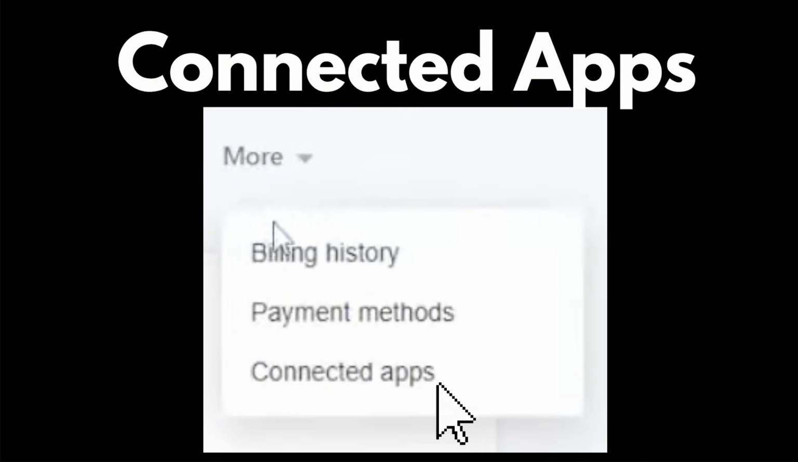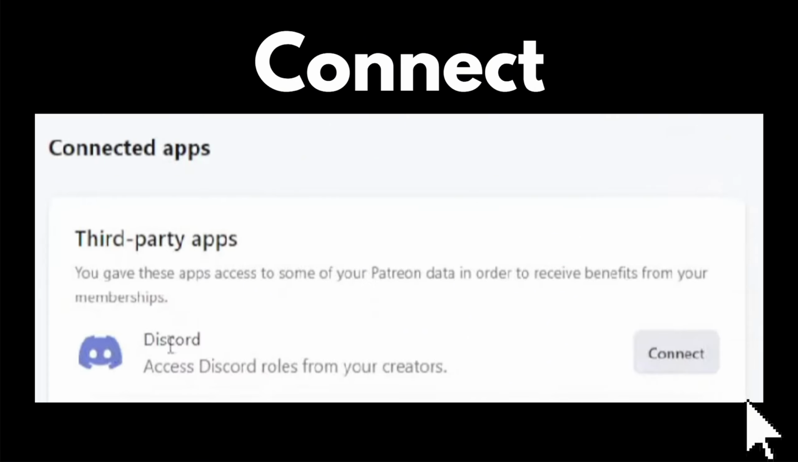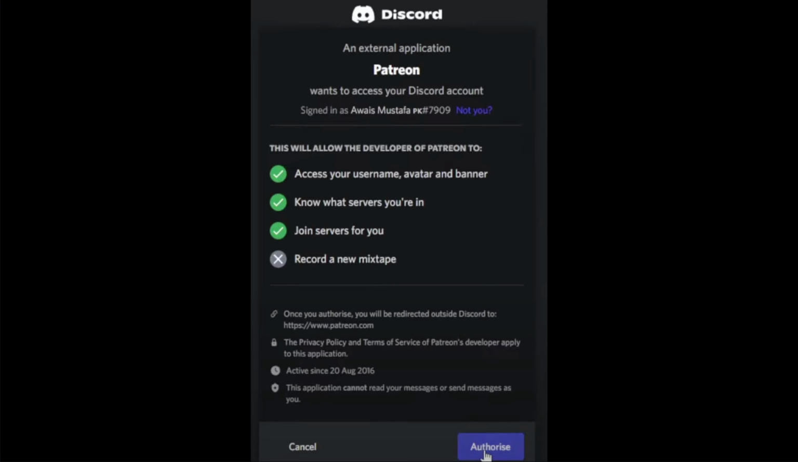You will just click the connected apps, and after clicking it, there is Discord under the third party apps. As you can see, Discord is present under the third party apps. So you just have to click the connect button beside it, and after that, you will be redirected to this page, and then it will ask you if you want to connect or let Patreon access your Discord account. And since we are going to connect our Discord to Patreon, we will click the authorize button.